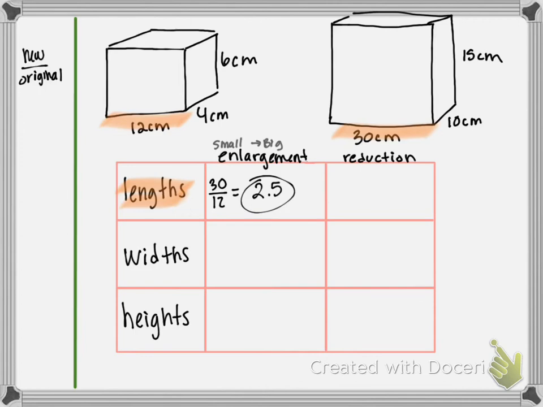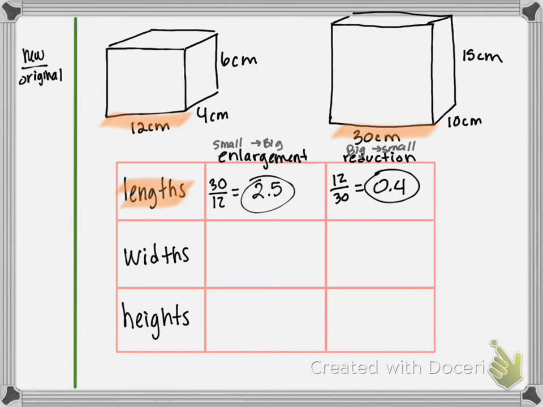Okay, let's look at a reduction. So from big to small, and see what the scale factor of that would be. Okay, so going from original to new, it will be going from big to small. So my new number here would be 12, and my original would be 30. It's basically the reciprocal or the flipped version of enlargement. Okay, so we got 12 divided by 30, we get 0.4. And that does make sense because reductions are always less than 1.